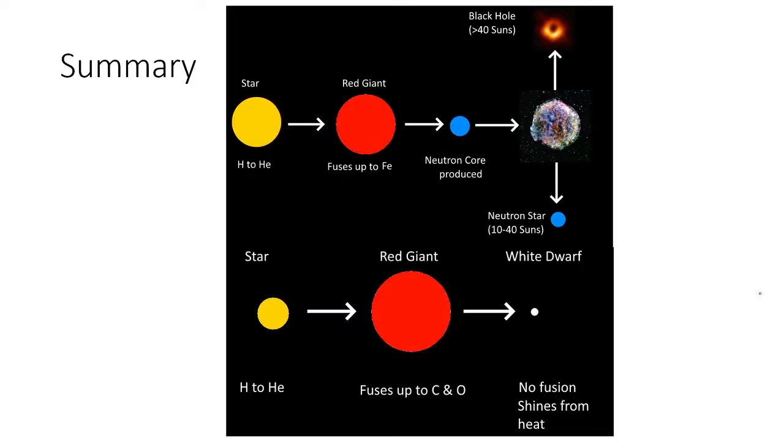So I think this summary chart shows it best. A low mass star, maybe 1 to 8 solar masses, will run out of hydrogen, swell up into a red giant, fuse some carbon and oxygen, and then eventually it loses some of its mass, shrinks down into a white dwarf.